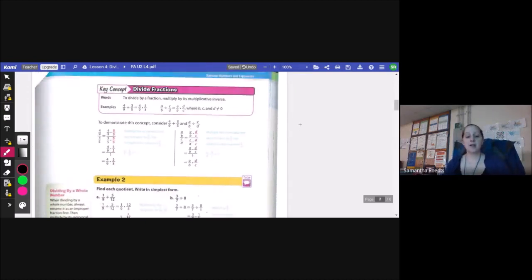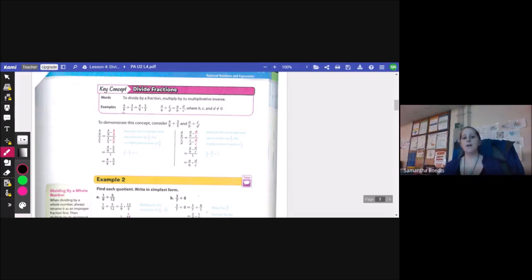So key concept, dividing fractions. To divide by a fraction, I multiply by its multiplicative inverse. Sometimes this is also called keep, change, flip. I keep the first number the same. I change my sign from division to multiplication, and I flip my second number, whether it's a whole number or a fraction. Okay? It's also called multiplying by the multiplicative inverse or multiplying by the reciprocal.